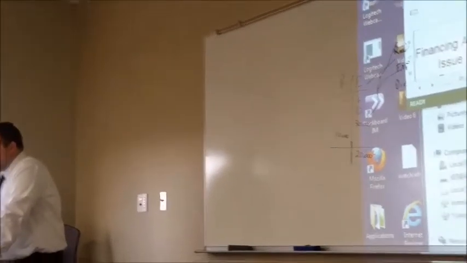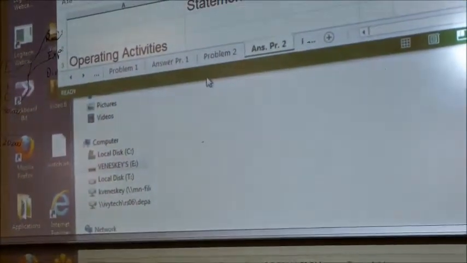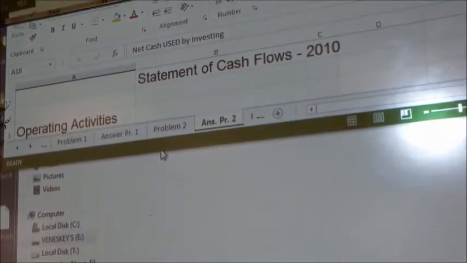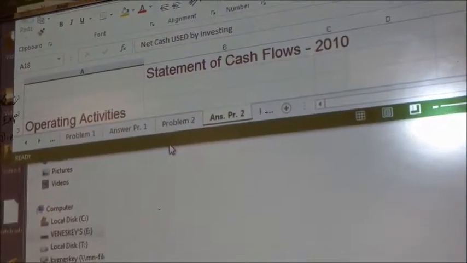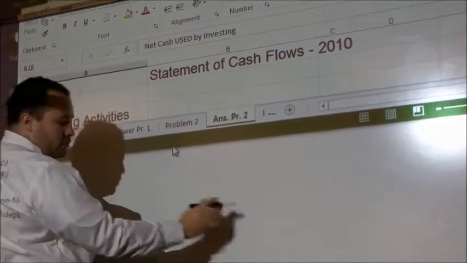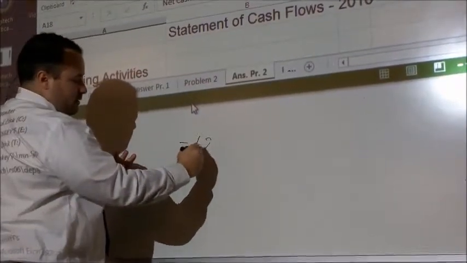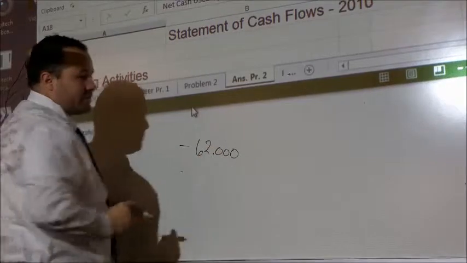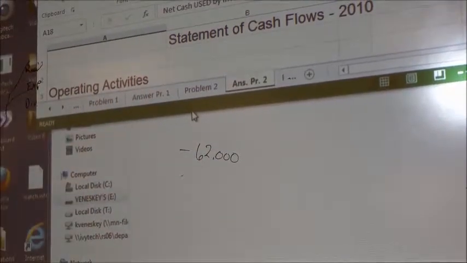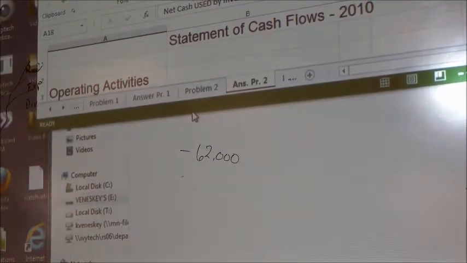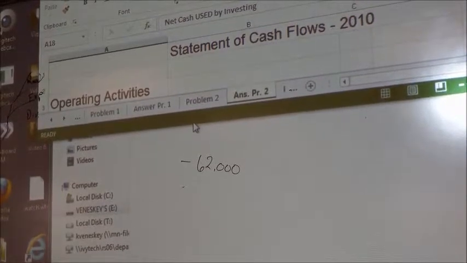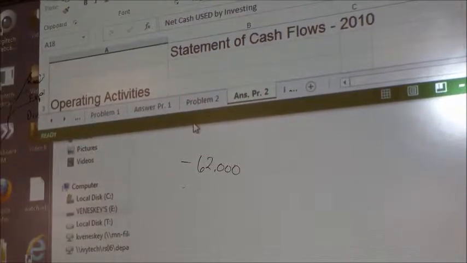Now you're going to work this one on your own and do the operating activities and then stop. And I'll give you a check figure. Your total number when you get to the total operating should be $62,000. See if you get 62,000 and I'll start walking around and see how you're doing.